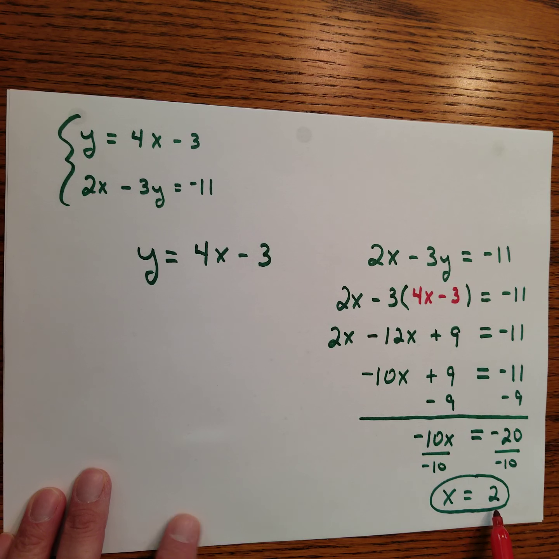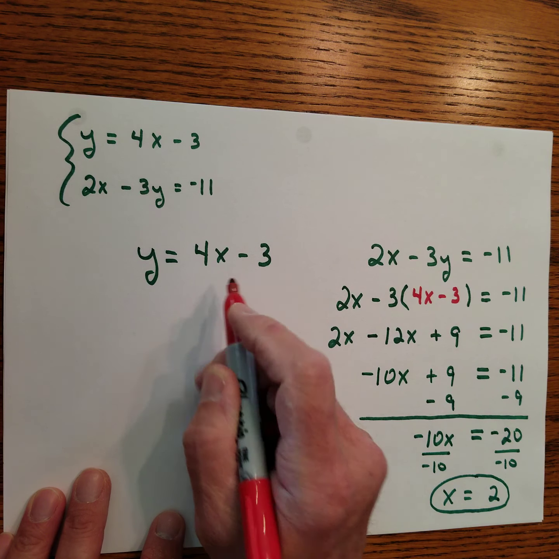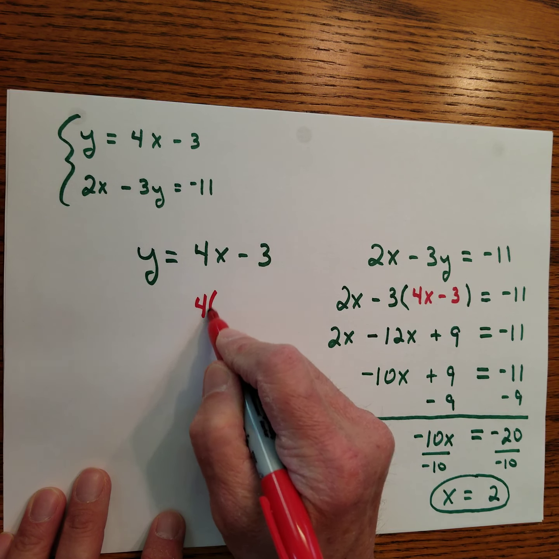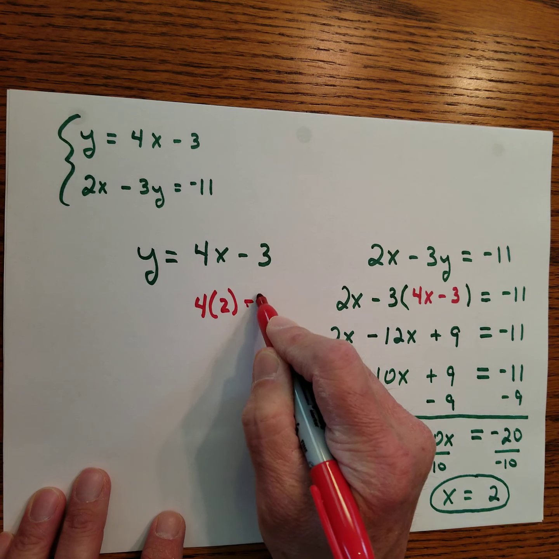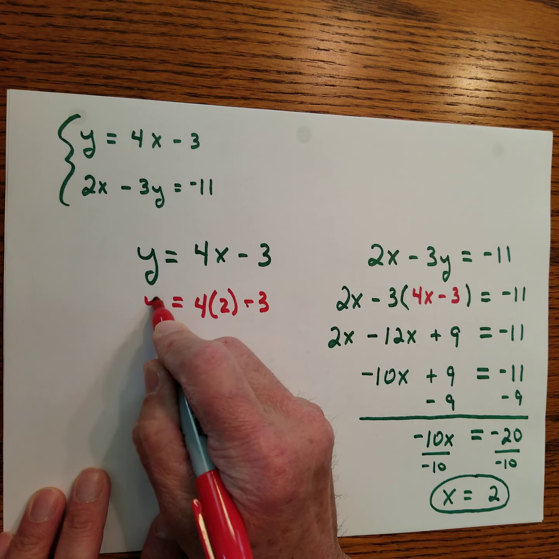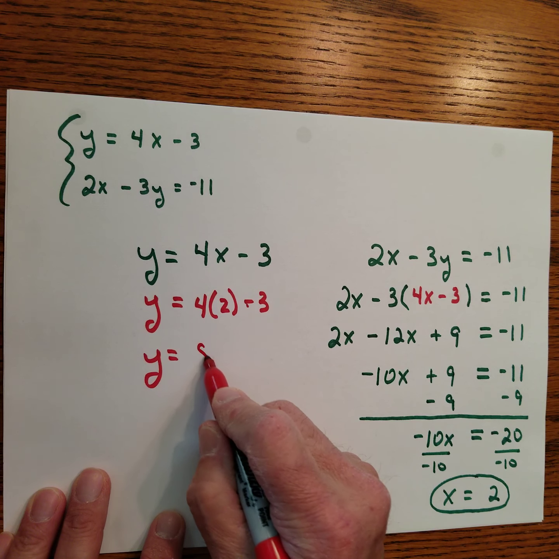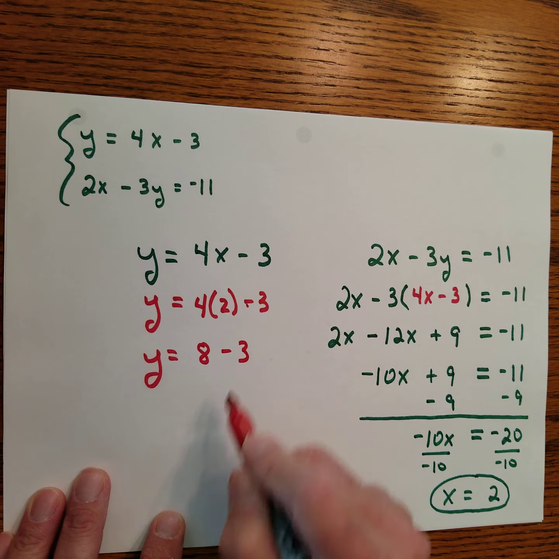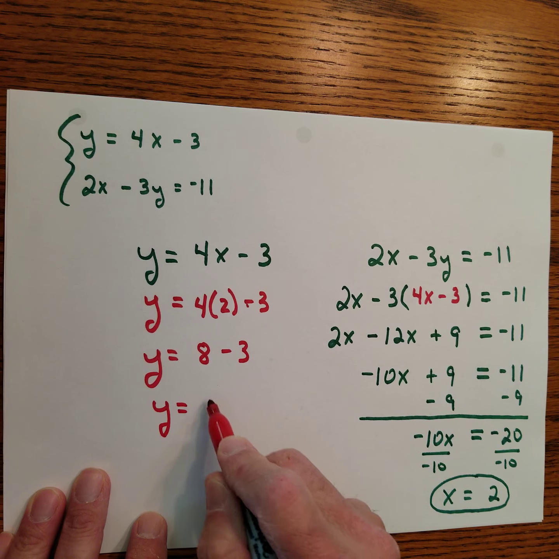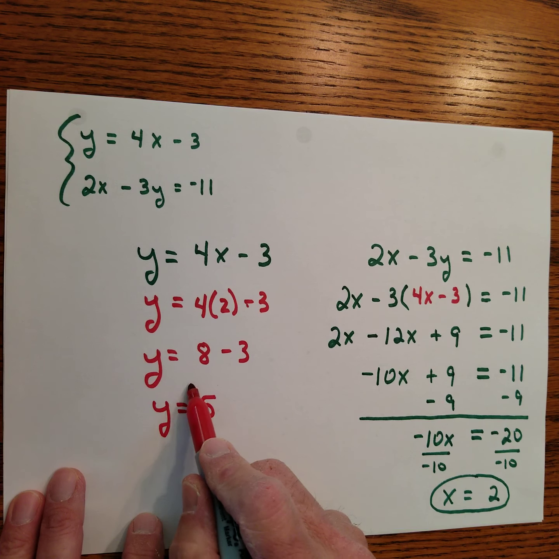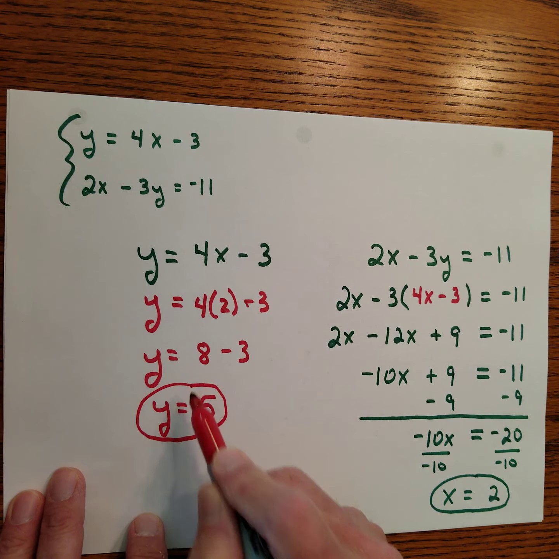If x is 2, then I can substitute 2 in for x here. And I'll have 4 times 2 minus 3. 4 times 2 is 8. And 8 minus 3 is 5. There's my value for y.